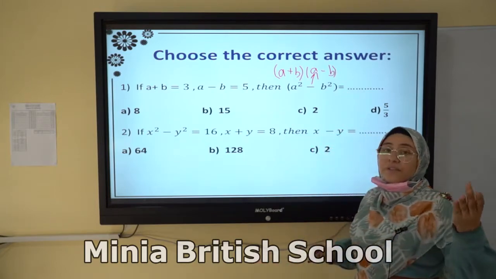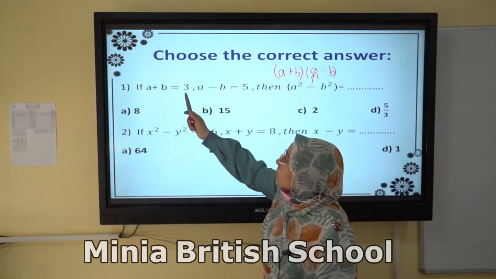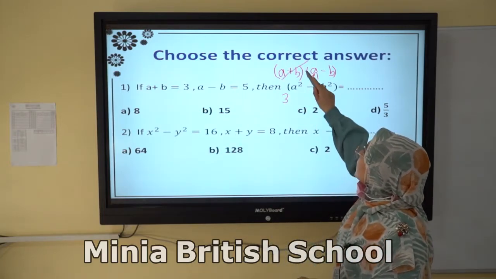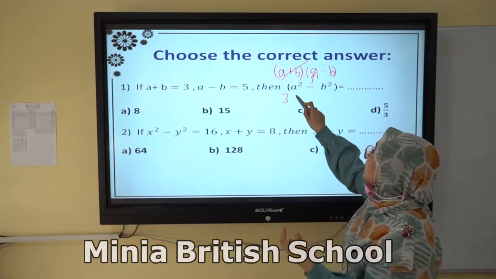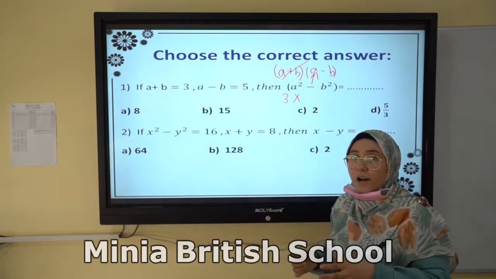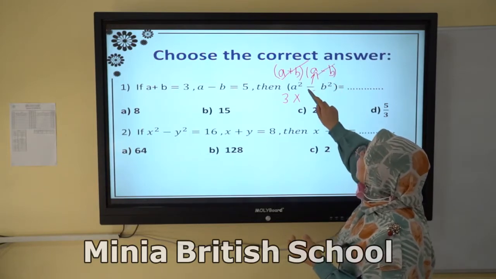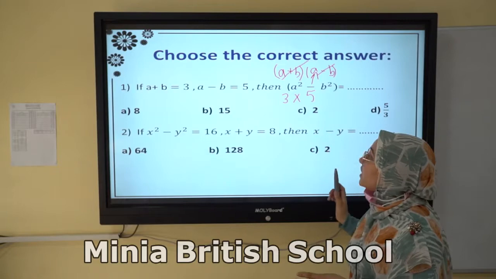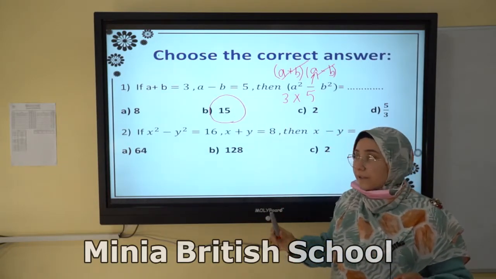Now, you have the value of a plus b, which equals 3, so you can replace it with 3. I mean, the two arcs are multiplied with each other. And a minus b equals 5, so you can replace this value with 5. So 3 times 5 equals 15. So the value of it equals 15.